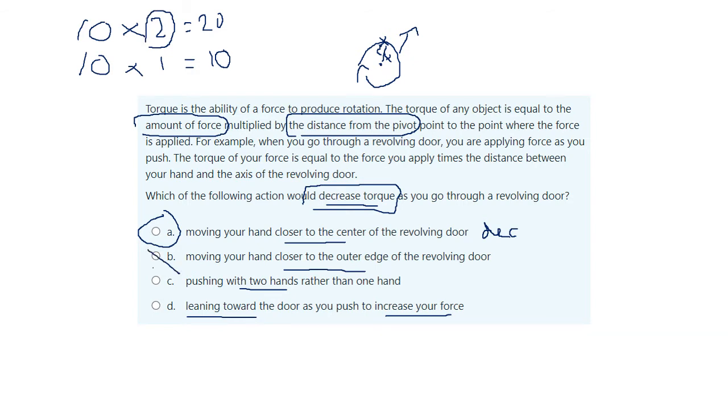If you push with 2 hands instead of 1, then you would double the force. So C would be increasing the total. And then D, you are increasing your force because you are leaning with your body, not just using your hand. You are putting in more force, so you will get out more torque. B, C, and D all increase the torque. Only A would decrease the torque.